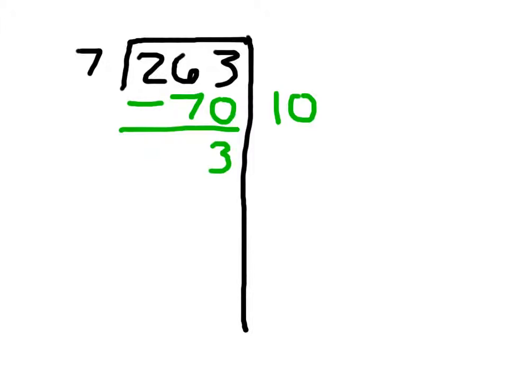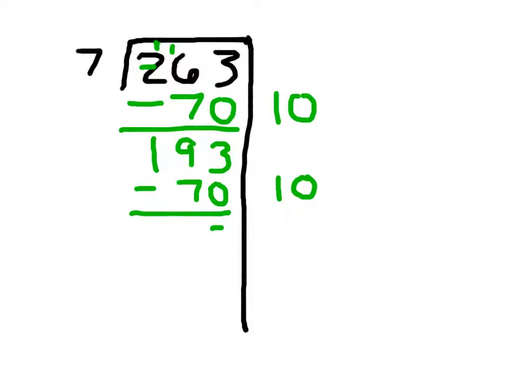I have a regroup here. 2 becomes a 1, 6 becomes 16. 16 minus 7 is 9. I still have that 1 right there. Look at 193. Well, I guess I can take away 70 again. 10 times 7 is 70. And 193 minus 70 is, let's see, that's 3, 2, 123.